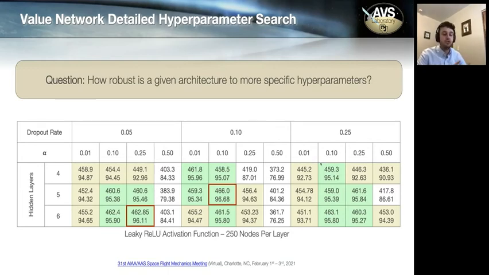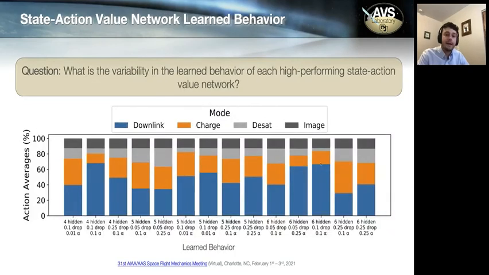So generalizing training across a bunch of different initial conditions and using a neural network to regress over that in some cases can be more robust.